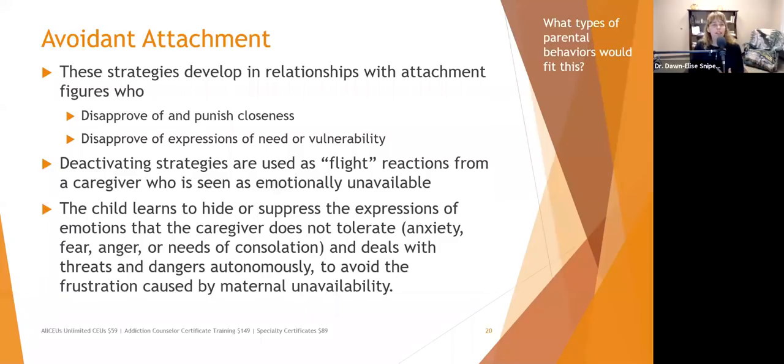In avoidant attachment, the person uses deactivating strategies as a flight reaction from a caregiver who is seen as emotionally unavailable. The child learns to hide or suppress expressions of emotions that the caregiver doesn't tolerate and deals with threats and dangers by themselves to avoid frustration caused by caregiver unavailability. They just avoid the whole issue. They avoid the disappointment. They avoid the conflict. I got this. So you've got little people who don't have the skills and tools to deal with the great big world, trying to deal with the great big world on their own.